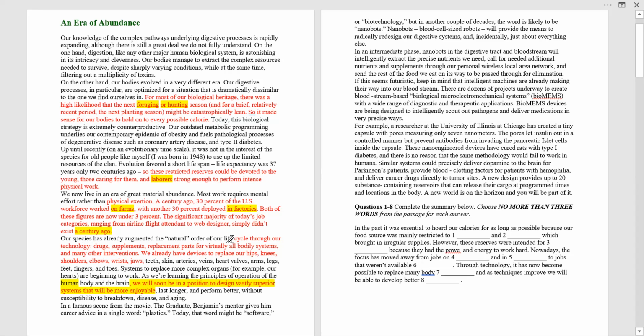Because what it is saying is that it has now become possible to replace many body what. So what they are saying is that we can replace what they are mentioning here, these all are parts of the body, right? The teeth, skin, jaws, elbow, shoulder, toes, finger, feet. They are saying replacement parts for virtually all bodily system. So collectively, if I have to tell what we can replace by technology, the word is going to be parts, many body parts.